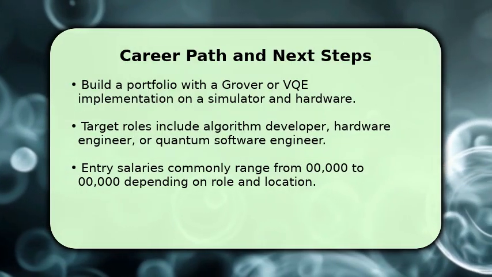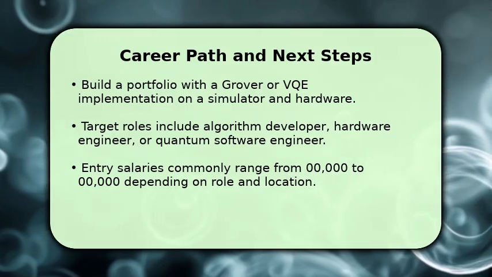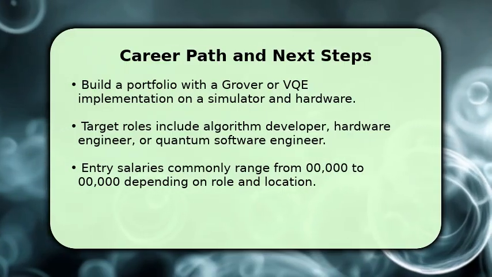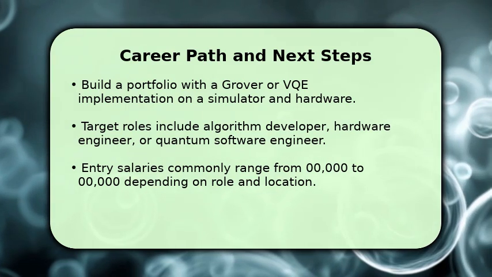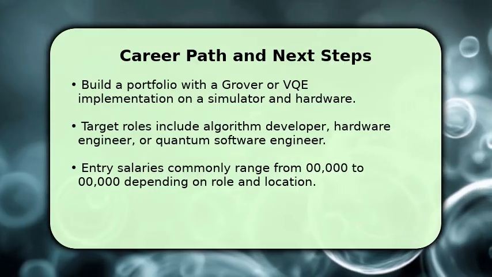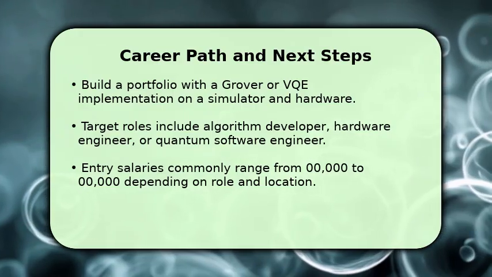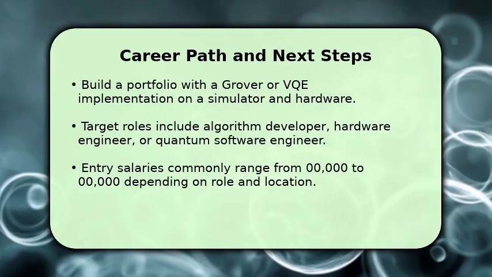Seek internships or research positions in university labs or industry teams. Typical role titles include quantum algorithm developer, hardware engineer, and quantum software engineer. Salaries vary widely, but commonly range from 00,000 to 00,000, based on experience and location. Continue reading papers and practicing experiments to stay current.